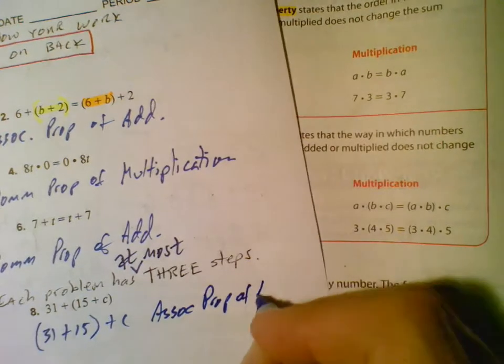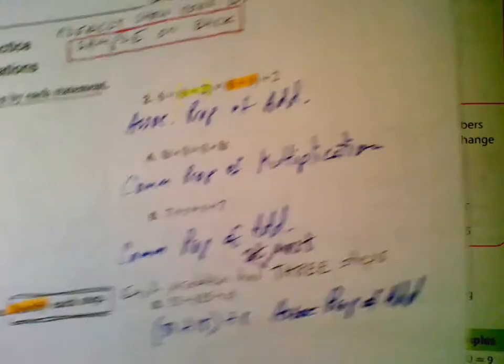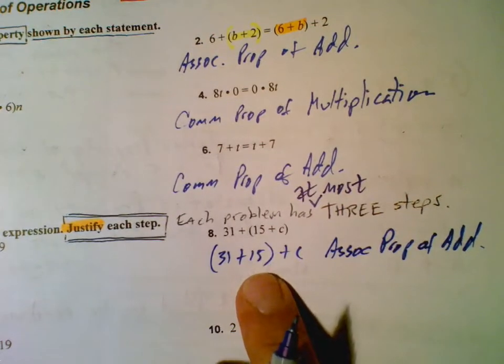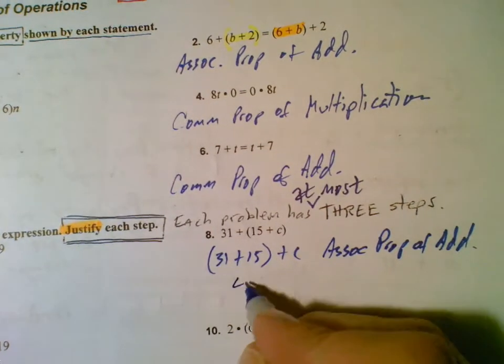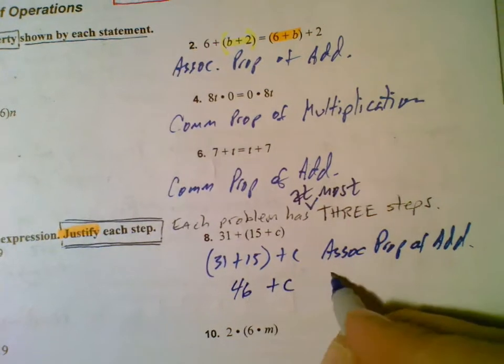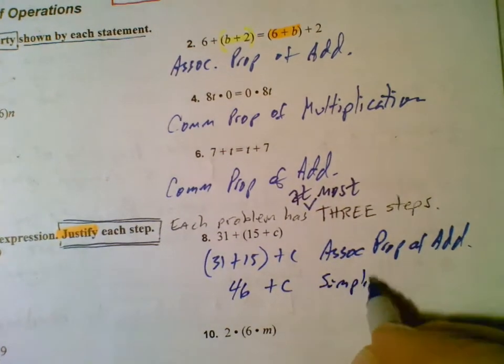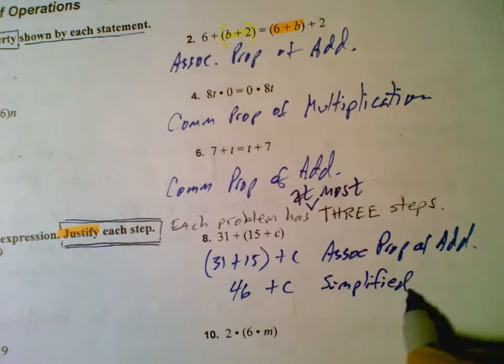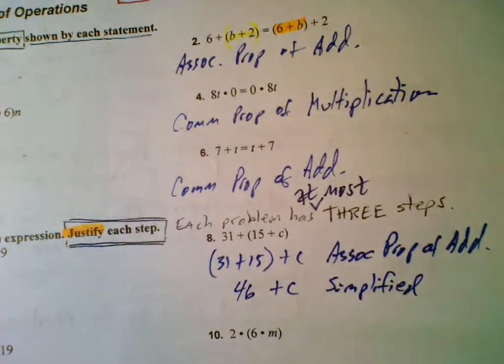And from here, can I add those two things together? I sure can. So 31 and 15 is 46 plus c, and I've simply simplified. Combined like terms. That's another way I could say it, because these terms are like, they're both constants.